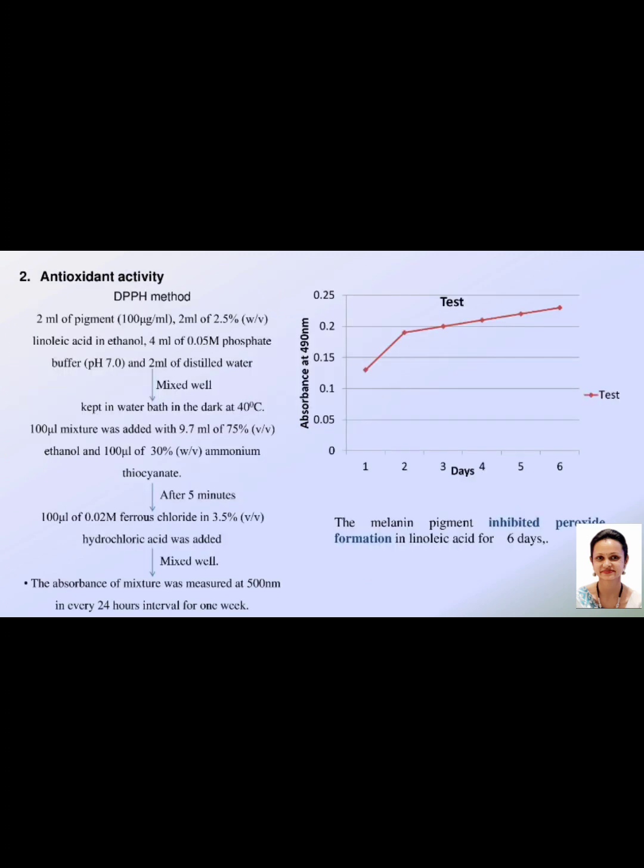Then the next property is antioxidant activity, which was performed by the DPPH method, and the graph we have concluded shows the days against the absorbance. Maximum absorbance was observed. The melanin pigment inhibited the peroxide formation in linoleic acid for 6 days after the incubation.